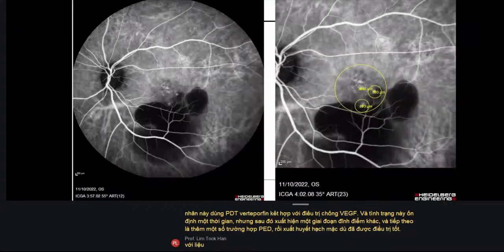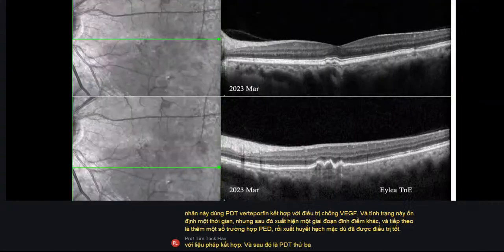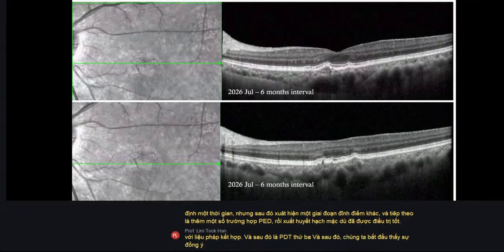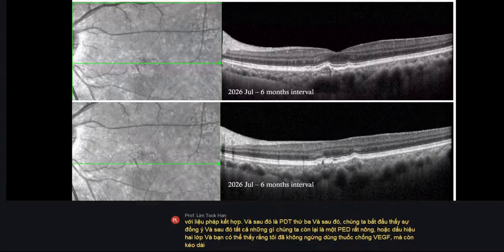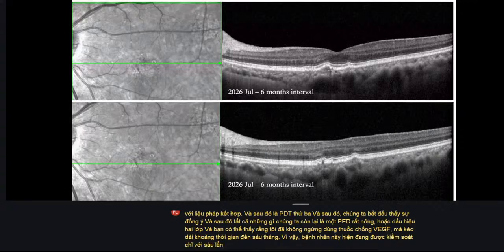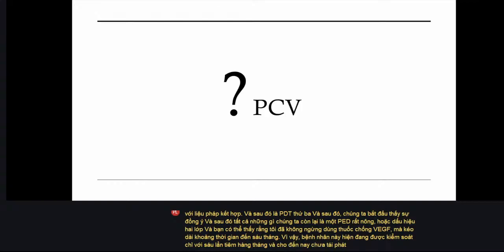And then a third PDT, and after that, we start to see quiescence, and all we are left with is a very shallow PED or double layer sign. And you can see that I dare not stop anti-VEGF, but extend the interval to a 6-month interval. So this patient is now under control with just 6-monthly injections, and so far has not recurred.